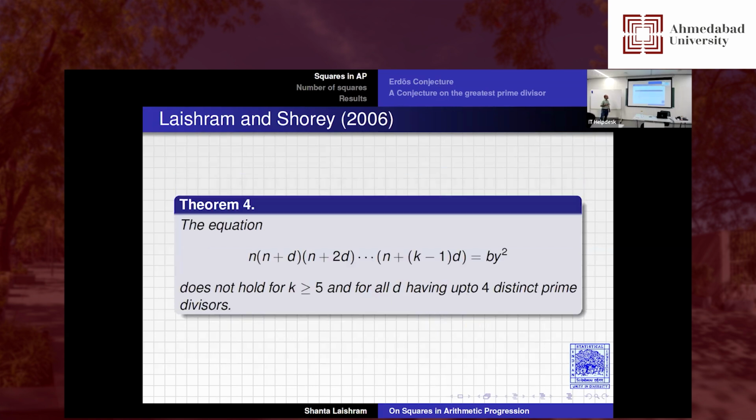Another result in this direction is that this equation has no solution when d is a number whose number of distinct prime factors is up to 4. So suppose d is a prime power, or a product of 2 primes, or 3 primes, or 4 primes, then there cannot be any solution. So if at all there is a solution, d should have at least 5 distinct prime divisors.